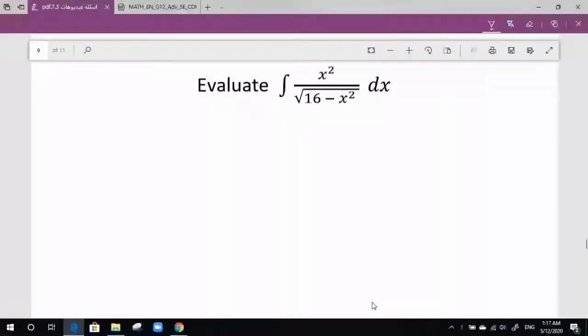In this integral, we have to evaluate the integral of x squared over radical 16 minus x squared dx. We will solve this question by trigonometric substitution, because we have radical 16 minus x squared, which is the same form as radical a squared minus x squared.